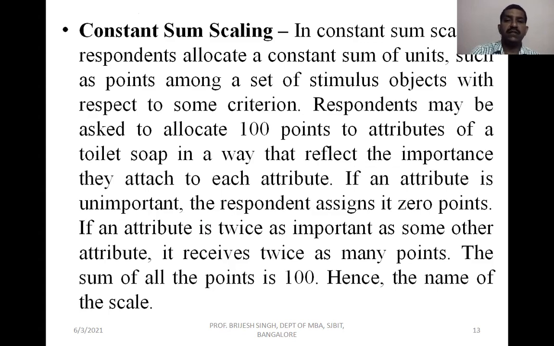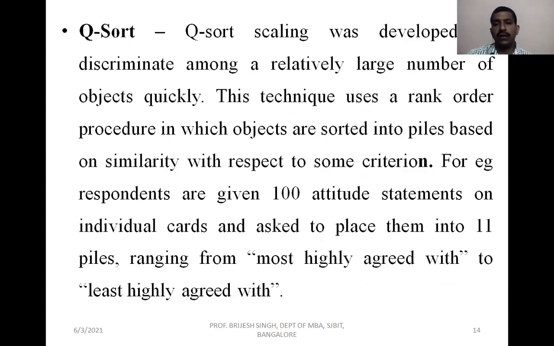Next, we have constant sum scaling also. When you talk about constant sum scaling, a respondent needs to allocate a constant sum of units among stimulus objects with respect to some criteria. The respondent may allocate 100 points to the attributes given for the particular product. Quite obviously, the scale will remain the same, between 0 and 100, for all the people. That is how the constant sum scaling technique is created, so that always needs to be checked. Next, we have the Q-sort kind of scaling technique.